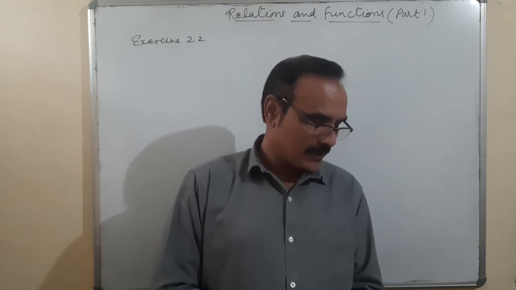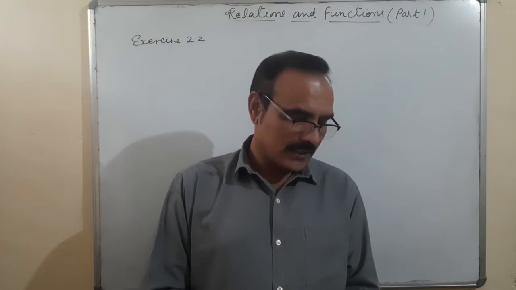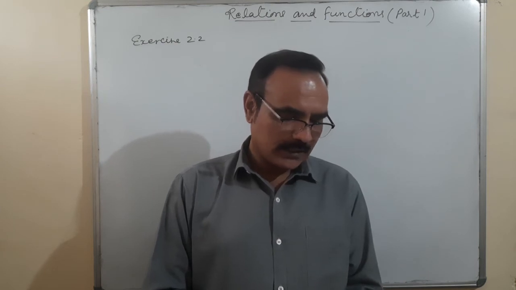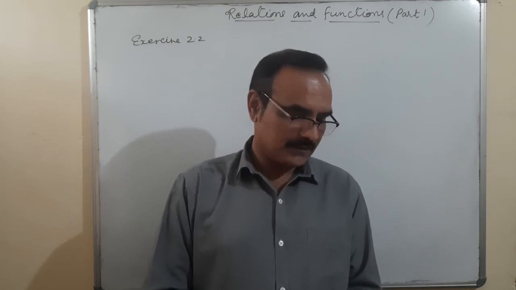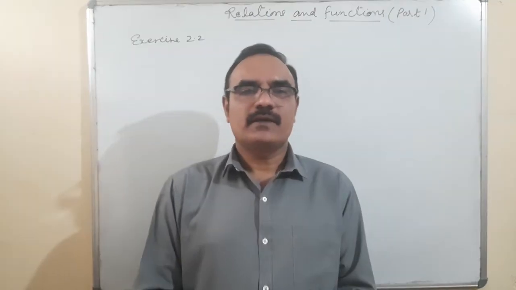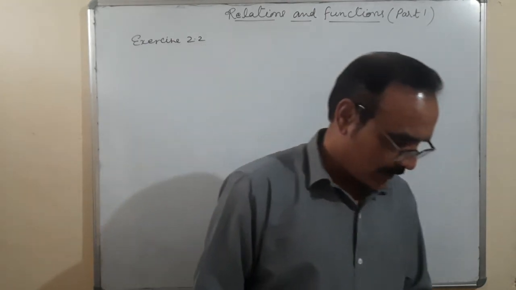Question number 9 is given. Let R be the relation on Z. Z means integers. Defined by R is equal to {(a, b)} such that a, b belong to Z and a minus b is an integer. Find the domain and range. Look at this question number 9.